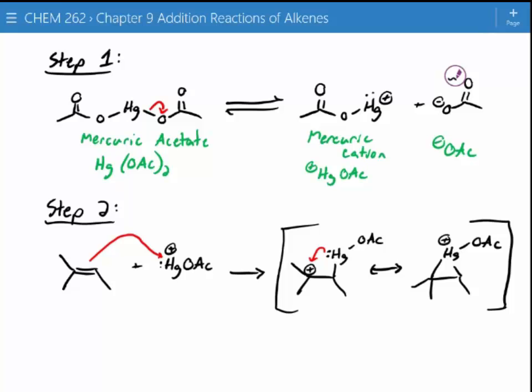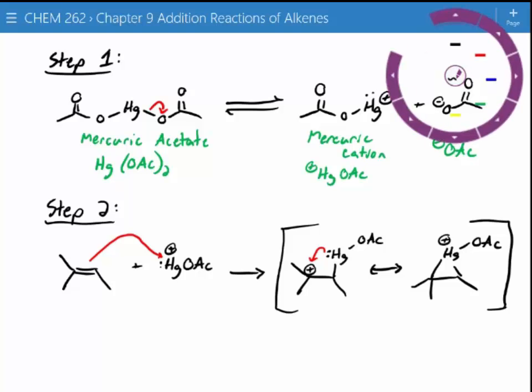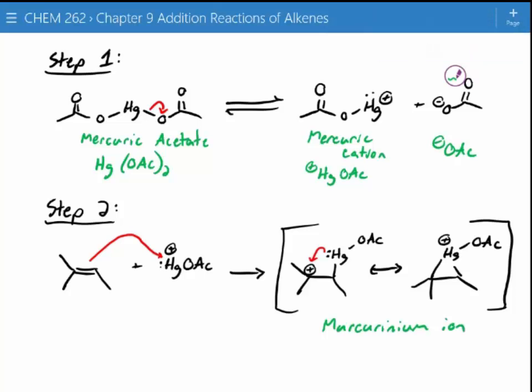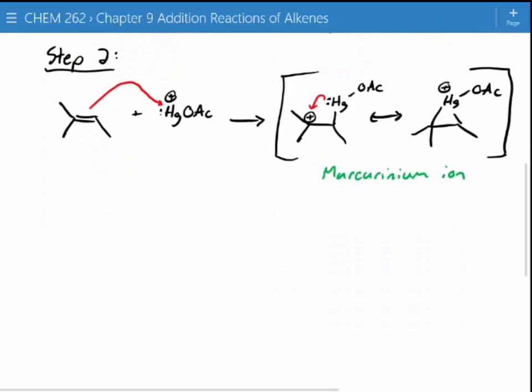Let me redraw this bond a bit differently. There we go. So now we've got our mercurinium ion. And this mercurinium ion is very, very reactive. So in step 3, we're going to react this with a nucleophile.